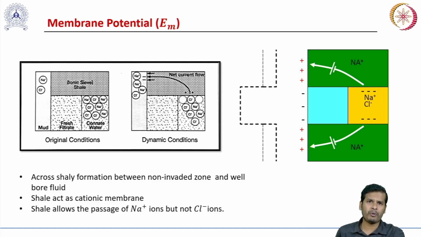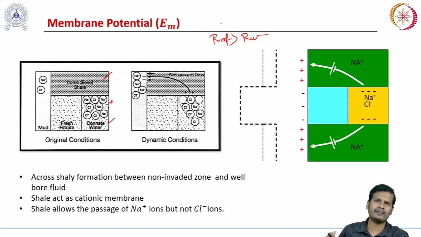So what we have at the boundaries where shale formation is separated from our porous and permeable formation. In the non-invaded zone, we have connate water or the formation water, and in the wellbore we have mud. So generally in most of the cases RMF is greater than RW, or we can say the salinity of the mud or mud filtrate is less than the formation water. That means formation water is generally more saline. So we will discuss this general case, with all the examples where the formation water is more saline compared to the mud and mud filtrate.